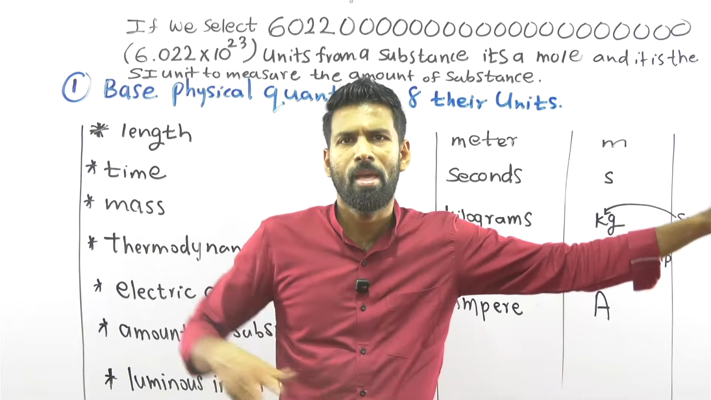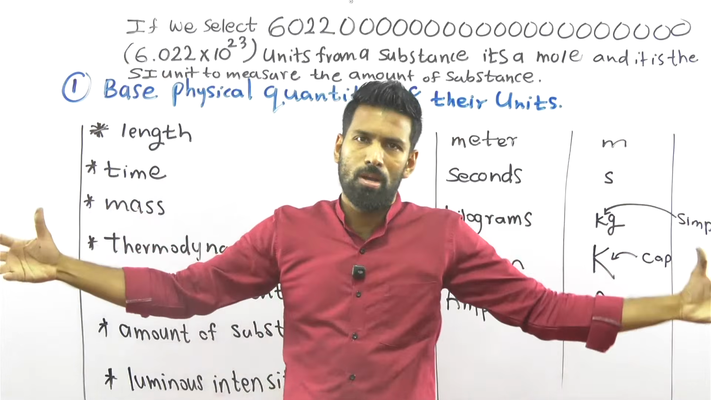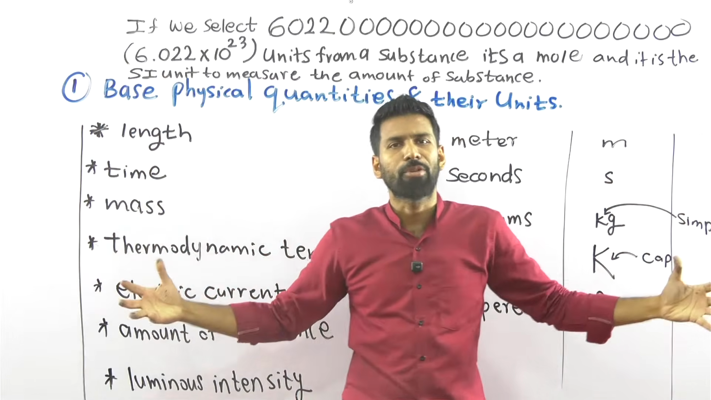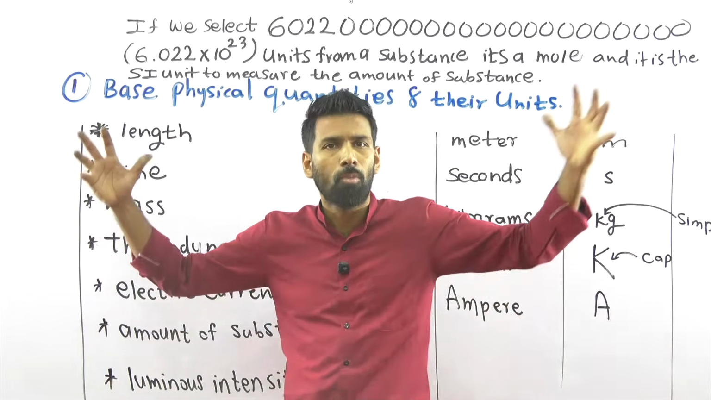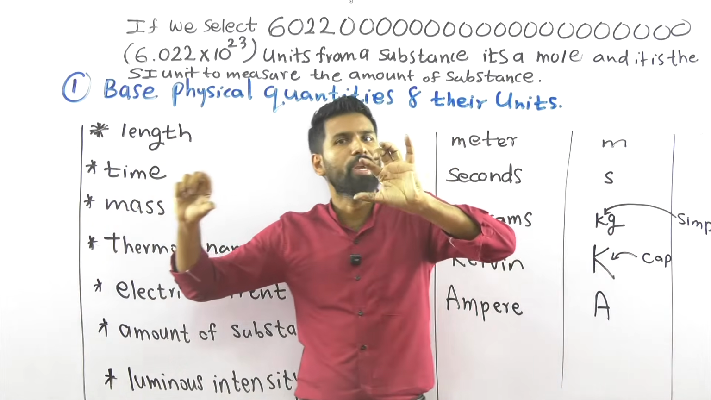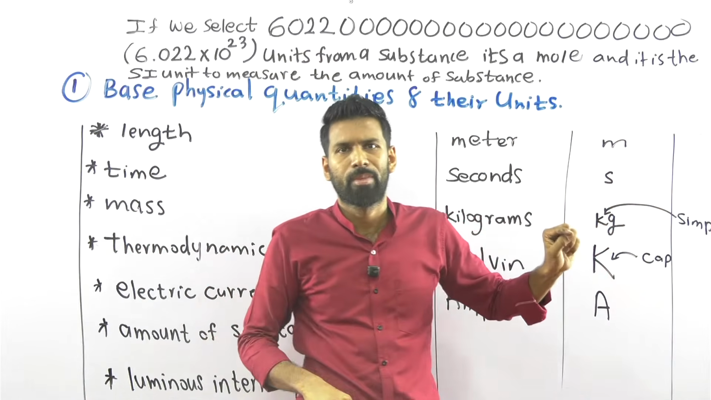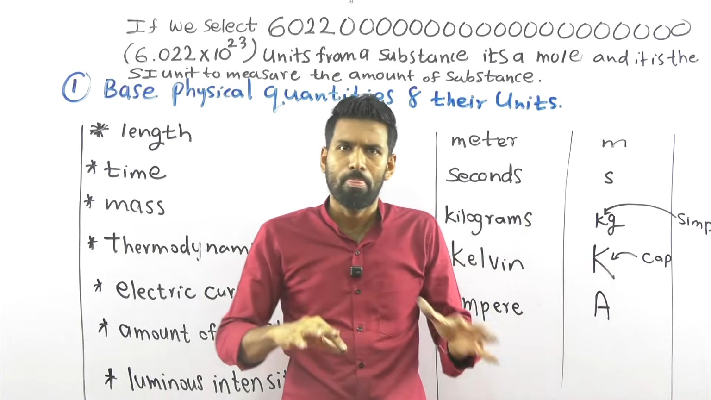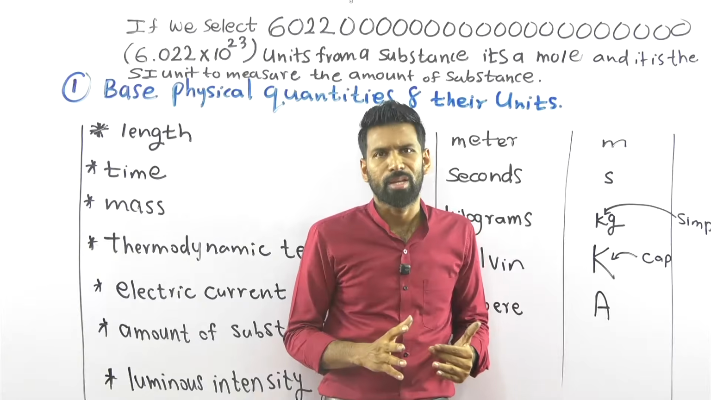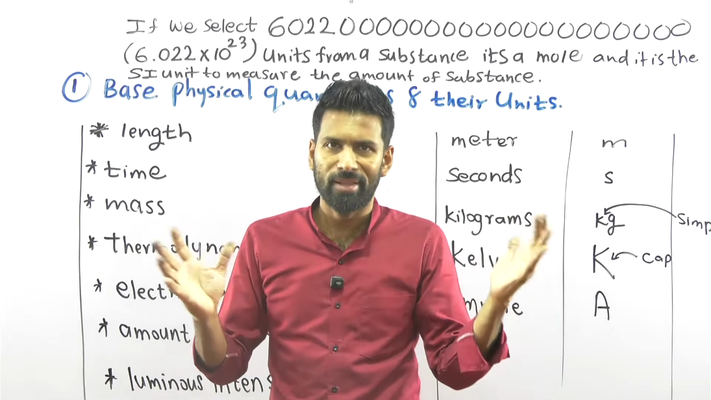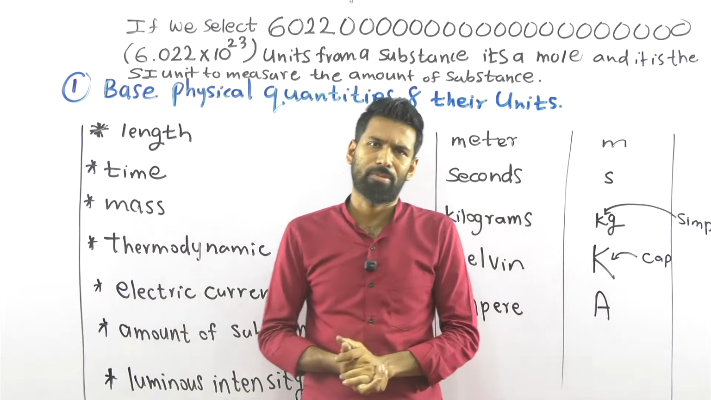that amount is known as a mole, and it is the SI unit to measure the amount of substance. That unit is a mole. 6022 and 20 zeros, 6.022 times 10 to the power 23. Whatever the substance, that much of amount, 6.022 times 10 to the power 23, is known as a mole, and it is the SI unit to measure the amount of substance.